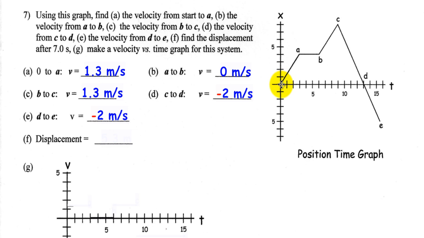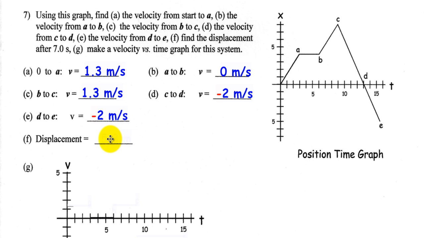From the origin to A, I went 4 meters in 3 seconds, so 4 divided by 3. From A to B, the slope was 0. Now I went from 4 to, it looks like 8, so I rose 4 in 3 seconds. So again, 4 over 3 is 1.3, etc.